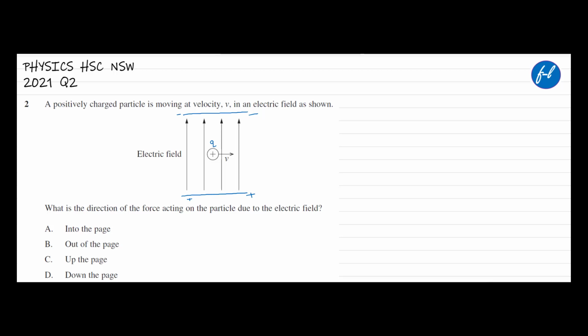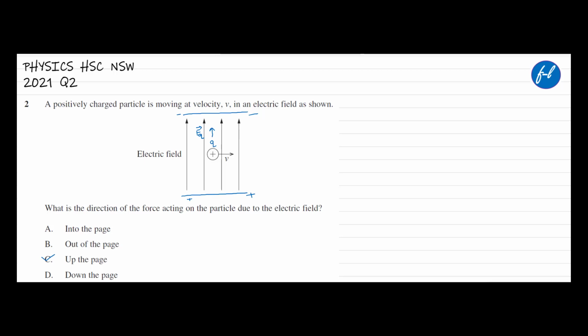If you have a positive charge, it will get attracted by the negative plate, and therefore the force that will act on this charge will be pointing in the upward direction. So the answer to the question is it is up the page. Option C is correct. Now, this was one way of asking the question.